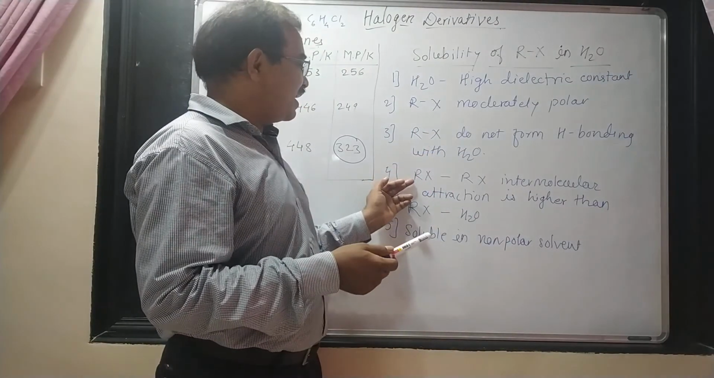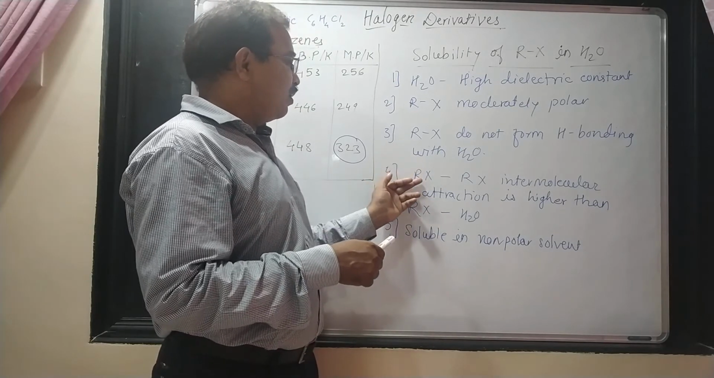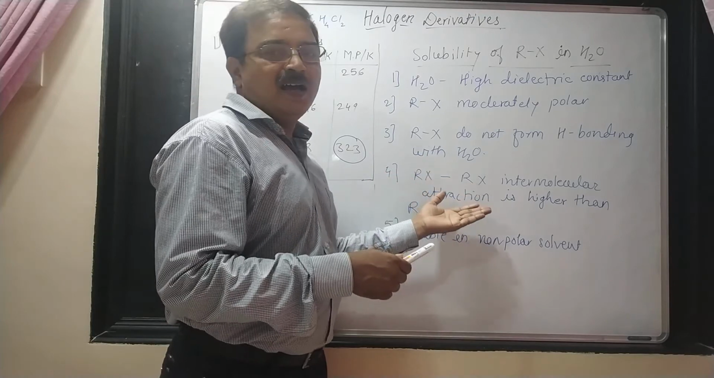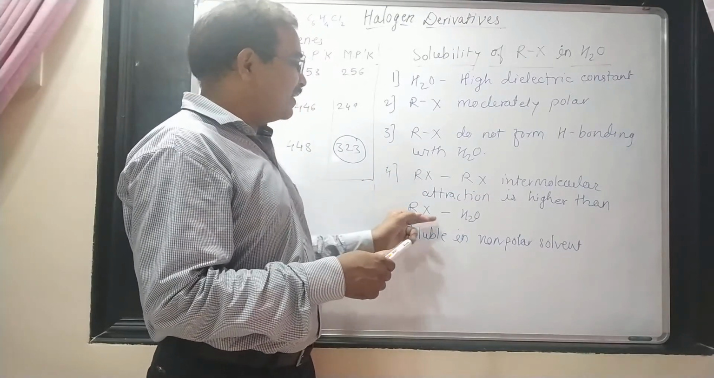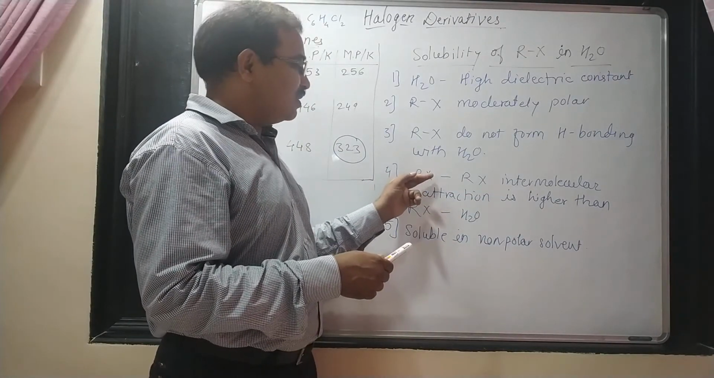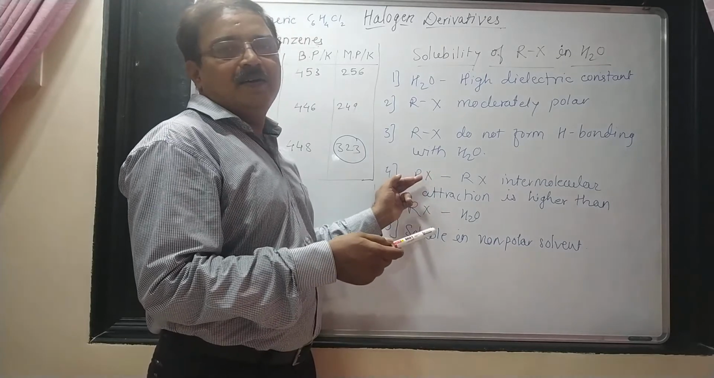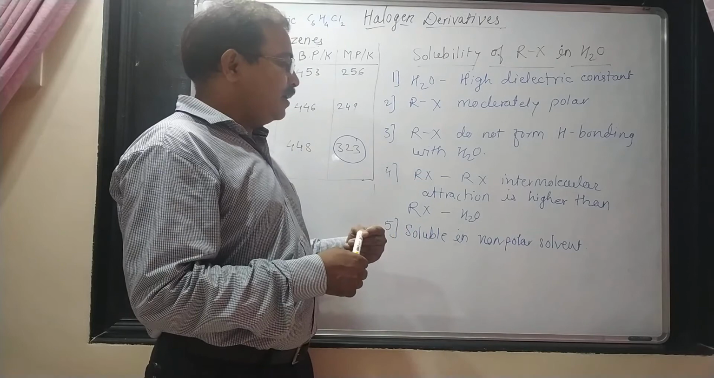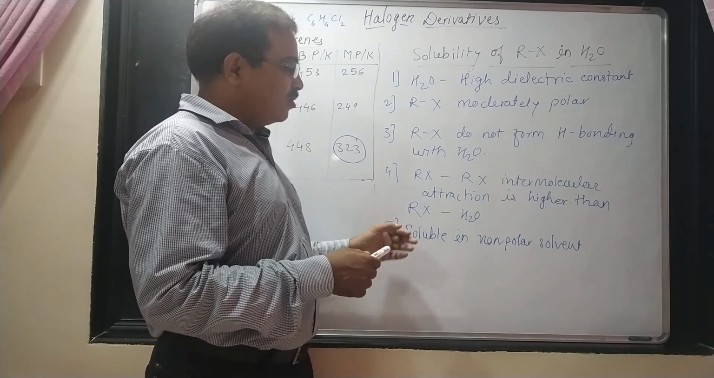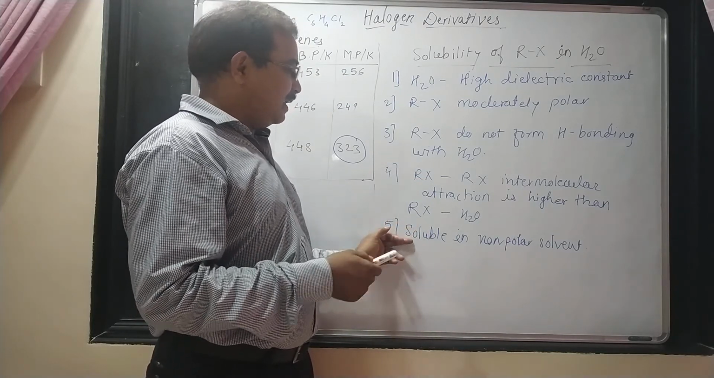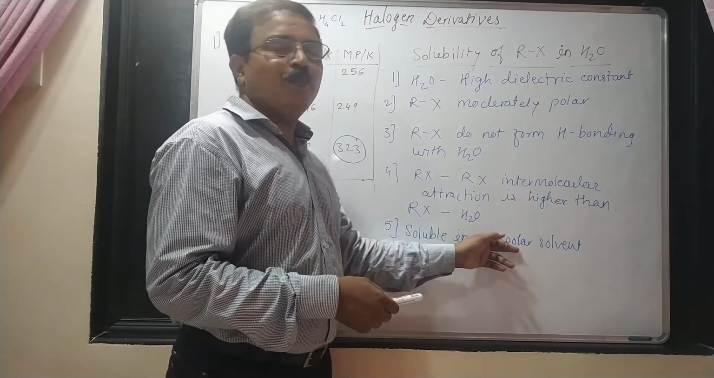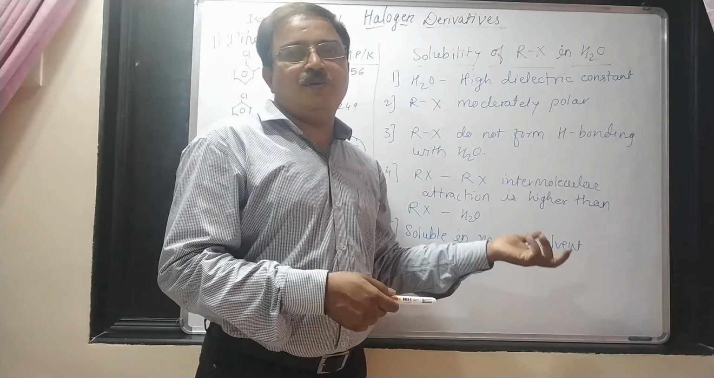The third point we will try to understand: as this is moderately polar, R-X intermolecular attractions are much higher as compared to R-X and water attractions. Therefore, this is also an important point, as a result, R-X or alkyl halide cannot be soluble in water. But in which solvents are these alkyl halides and aryl halides soluble? They are soluble in non-polar solvents, for example acetone, benzene.